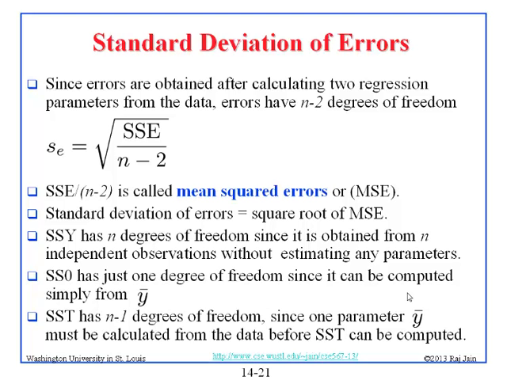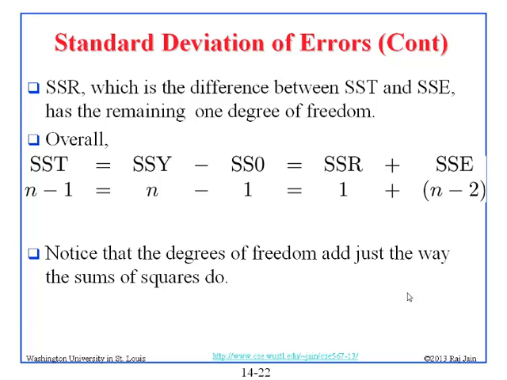the degrees of freedom. So for every quantity that we have done so far, there are degrees of freedom, and the easiest thing is to remember by this formula. SST has n minus 1 degrees of freedom, because to calculate SST you need the mean. SSY has full n degrees of freedom, because you don't need anything to calculate SSY except the n values. SS0 has 1 degree of freedom, and SSR has 1 degree of freedom, and SSE has n minus 2 degrees of freedom. Okay, it turns out just like these squares add up, the degrees of freedom also add up.